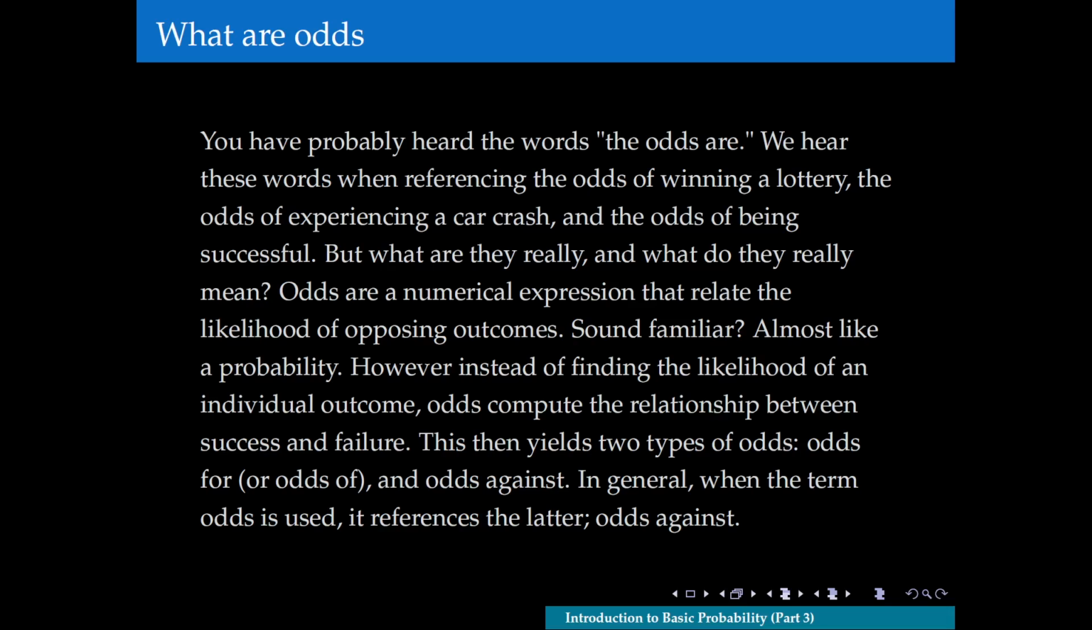Because we're relating success and failure, these two polar opposites, this yields two types of odds: the odds for, otherwise known as the odds of, and the odds against. Now, in general, when we use the term odds, it usually references the odds against. So if we talk about the odds of winning the lottery, we're actually talking about the odds against winning the lottery, or the odds of being successful in life, it's really the odds against being successful. And so that's what we're usually talking about in general cases. But of course, context matters. So as with probability, you want to make sure that you're clear on specifically what type of odds you're talking about, and not just assume.